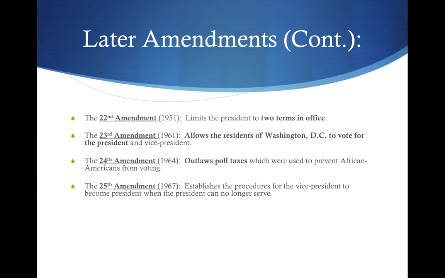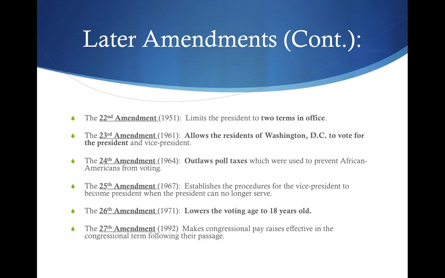The 25th Amendment in 1967 established procedures for the vice president to become president when the president can no longer serve, either through death, injury, or conviction. The 26th Amendment in 1971 lowers the voting age to 18 years old. And the 27th Amendment in 1992 makes congressional pay raises effective in the congressional term following their passage.